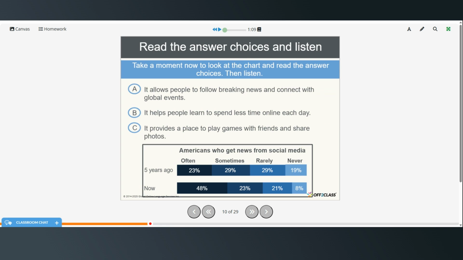Right, so you can take a moment to look at the chart and then read the answer choices, and then we'll listen. So A, it allows people to follow breaking news and connect with global events. B, it helps people learn to spend less time online each day. C, it provides a place to play games with friends and share photos. And then the chart shows Americans who get news from social media, comparing 5 years ago with today. So let's listen.